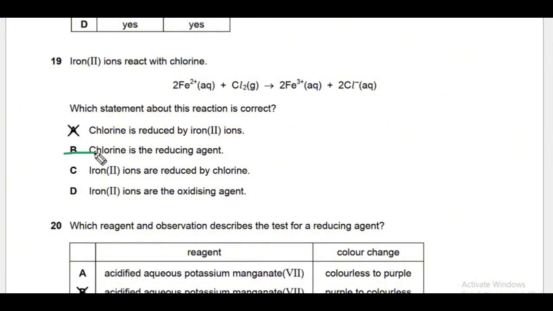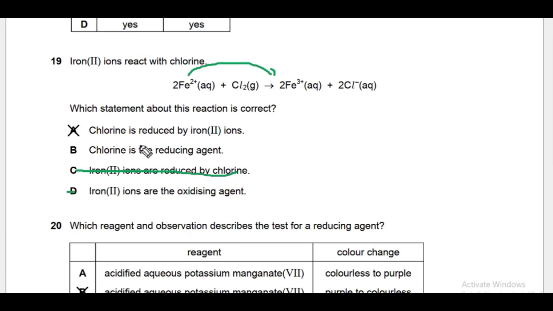Why is B wrong? Chlorine is a reducing agent. No, chlorine is an oxidizing agent, because chlorine oxidizes iron(II) to iron(III). This is wrong. Iron(II) ions are reduced by chlorine. No, this is wrong. Iron(II) ion is oxidized, not reduced.